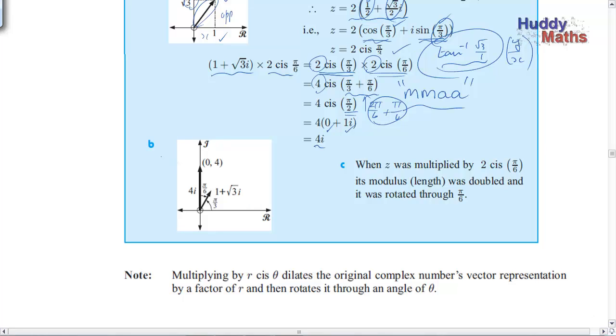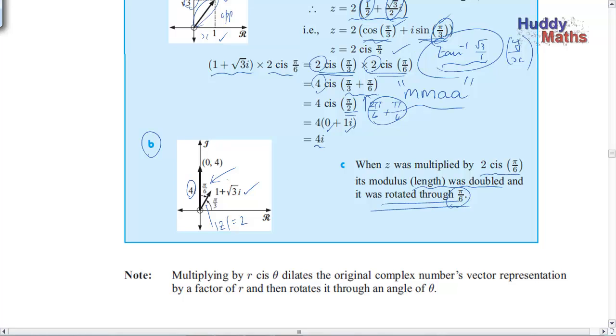And now they ask us what's happened there. Well, we started with this complex number, and if we multiply by 2 cis pi on 6, what happened? Well, we multiplied the modulus by 2, so it's gone out to twice the distance. This one was of size 2, and now it's gone double in length, so we're very interested in the geometry here. And what's happened is we've added the arguments, haven't we? So it's rotated, look at this, through that extra angle there. So it's actually hit the imaginary axis.